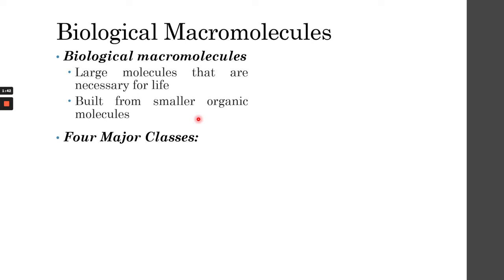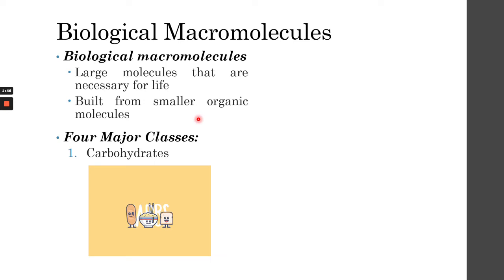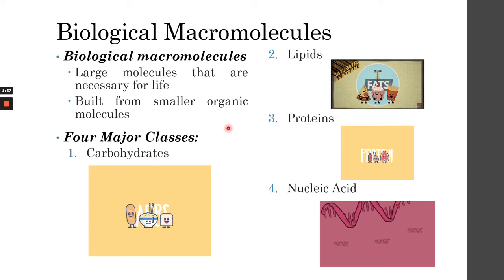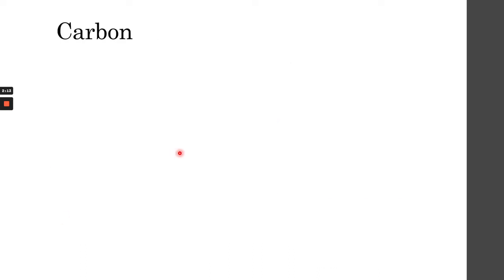And there are four major classes of biological macromolecules. First is carbohydrates, which would be the main focus of today's lesson. The second one are lipids, which we also call fats. Third are proteins. And the fourth are nucleic acids, which are necessary in order for us to create DNA. So we'll be discussing lipids, proteins, and nucleic acids in our later lessons. But again, let's discuss carbohydrates first.